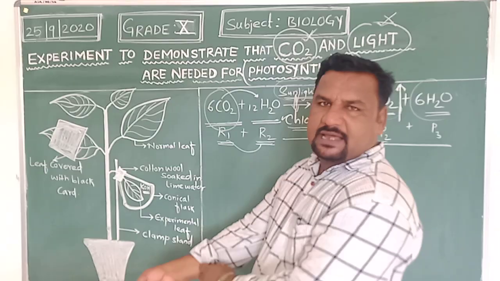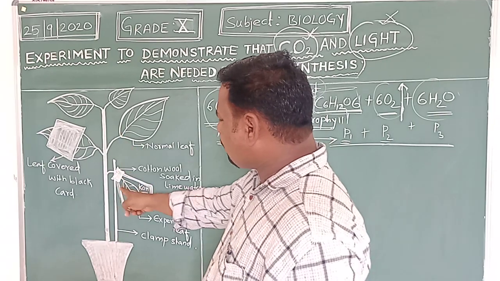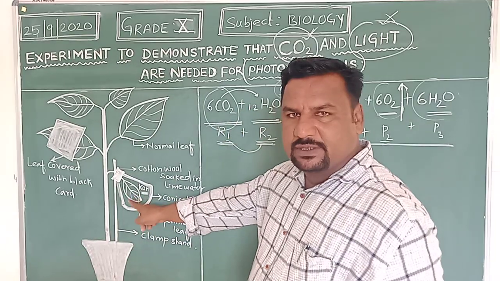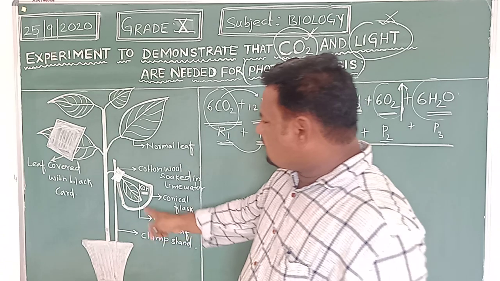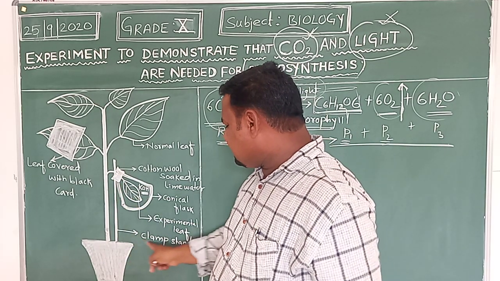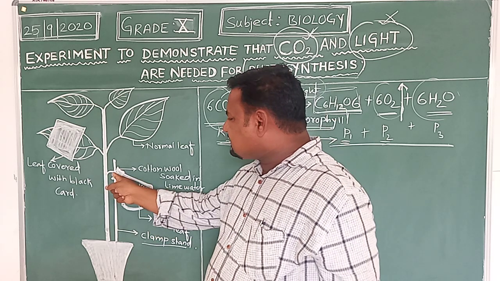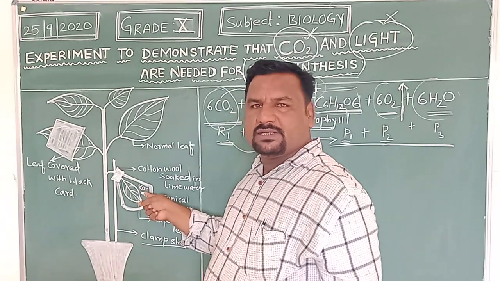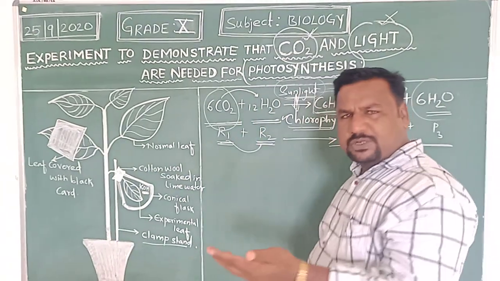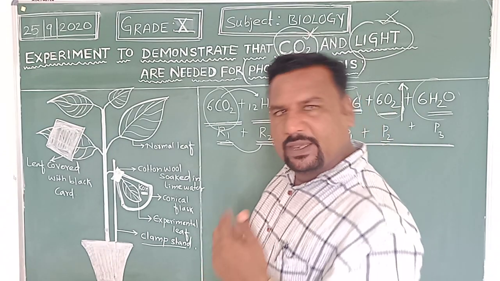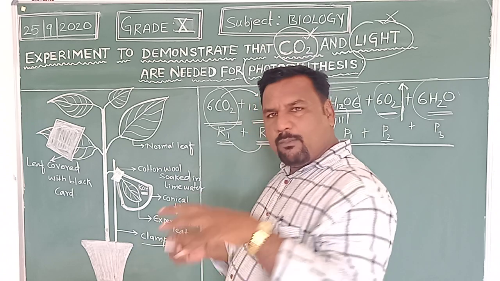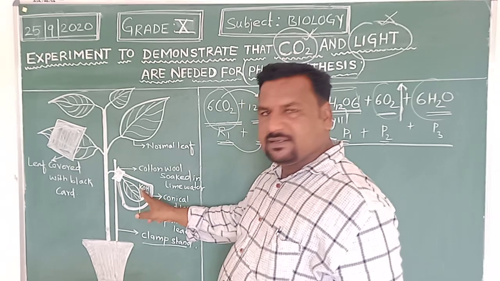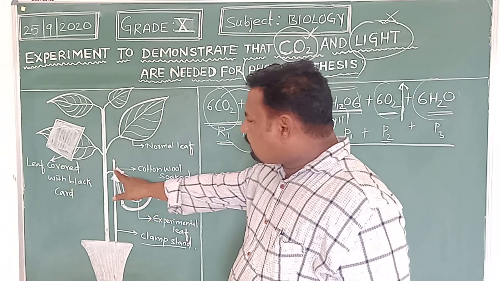A conical flask is tied. And one healthy leaf from this plant body is selected and inserted in the conical flask, as you can see in the diagram. The mouth of the conical flask is tied with the help of the clamp stand, and after inserting the leaf in the conical flask, we have added KOH, potassium hydroxide. In place of potassium hydroxide, you can also use sodium hydroxide, NaOH or KOH. Both will absorb the carbon dioxide if it is present in the conical flask.